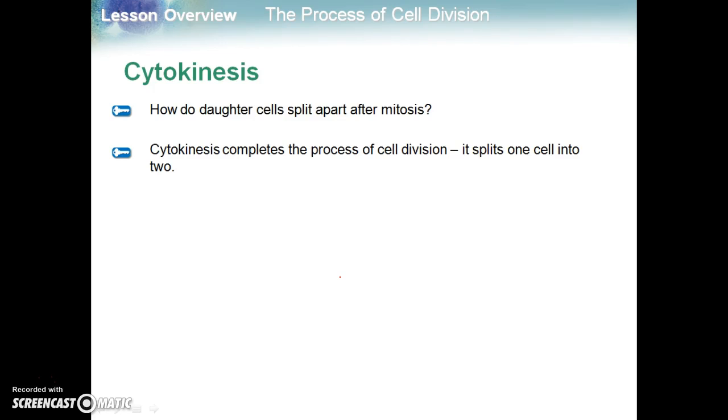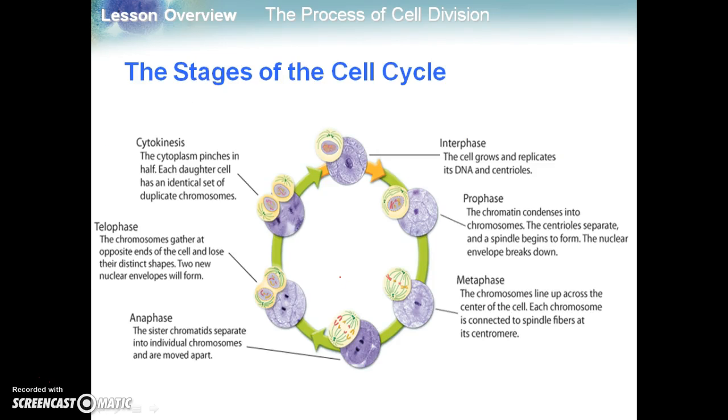So, in cytokinesis, we complete the process of cell division by splitting one cell into two. In mitosis, we've split the nuclei. In cytokinesis, we've split the cell. So my last slide here is kind of the stages of the cell cycle. We start with interphase, in which we're going to grow, replicate the DNA, and prepare for cell division. We go to prophase, our DNA is going to become visible. We're going to start to form the spindle fibers, and our nuclear envelope is going to break down.